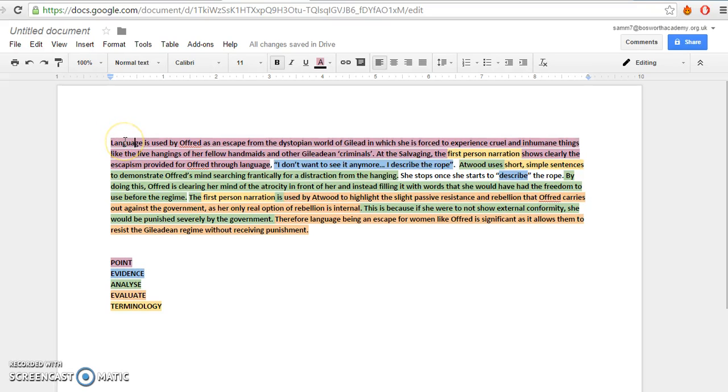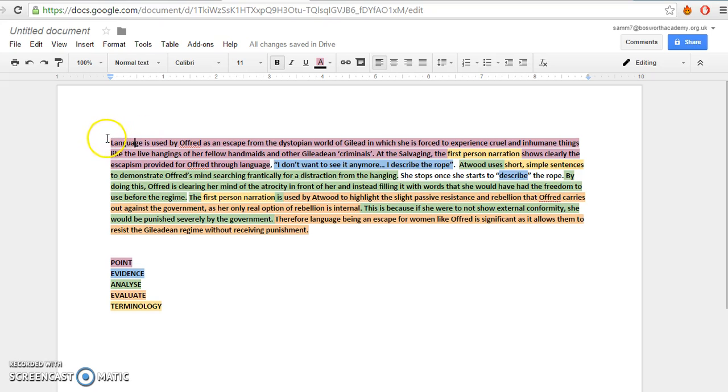Okay, I'm going to talk you through a good paragraph, and hopefully you can begin to apply that in your own writing. Lots of people are making similar mistakes. Actually, I think although this one isn't perfect, it does offer a really clear structure.